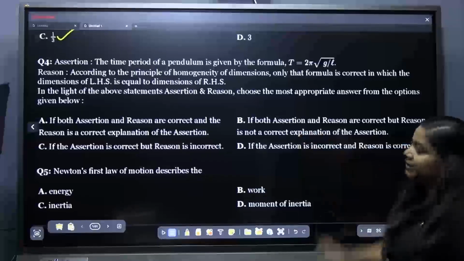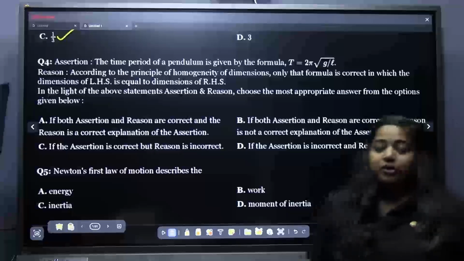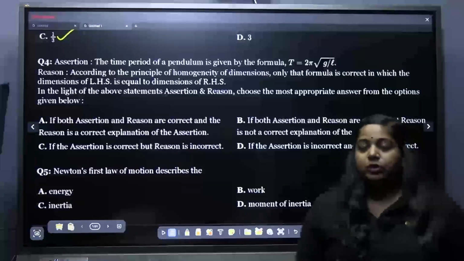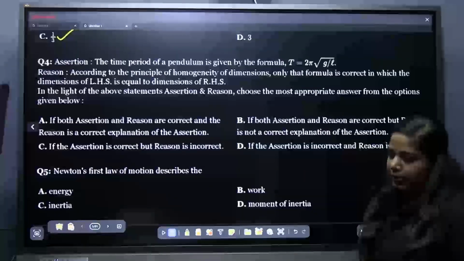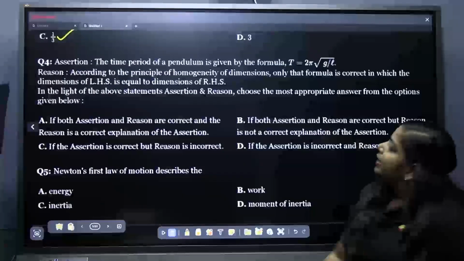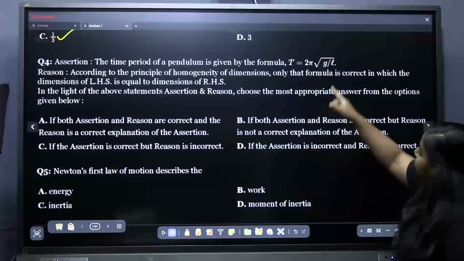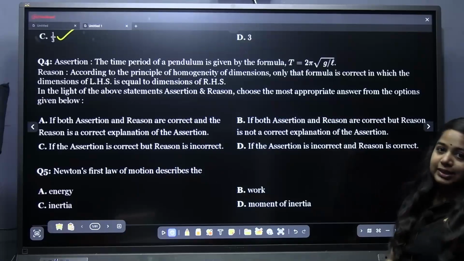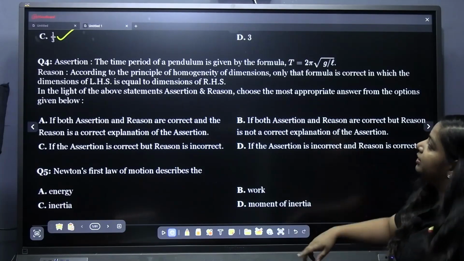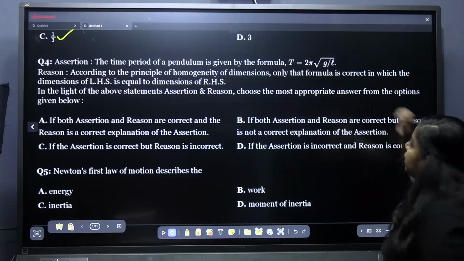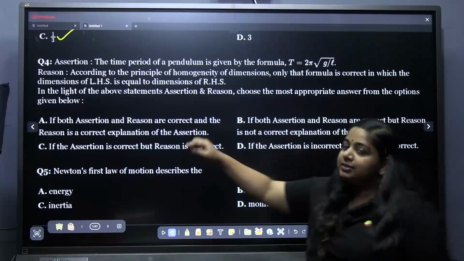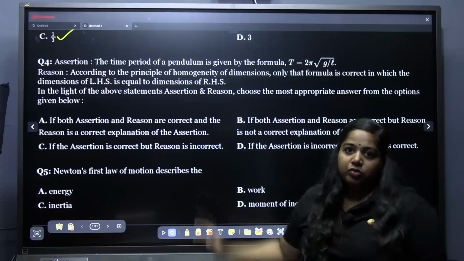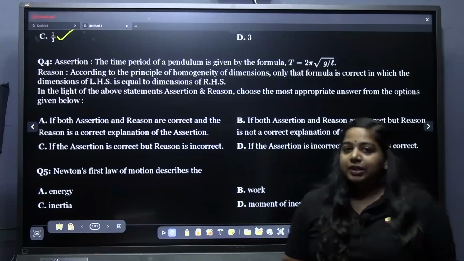Another must do question is assertion reason type, because that is just like pure words. You don't need to spend so much time in calculation there. So this is also a must do question. Let's see what is given. A time period of a pendulum is given by formula 2 pi root g by L. Assertion reason, according to the principle of homogeneity of dimension, only a formula correct with the dimension of LHS should be equal to correct dimension of RHS. We did units and measurements chapter.